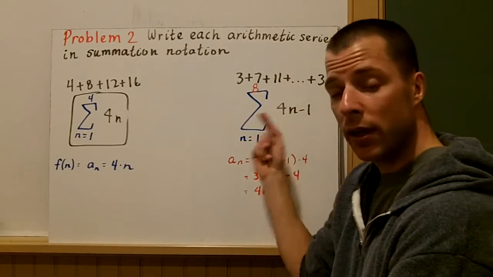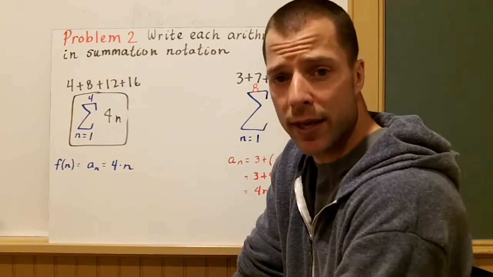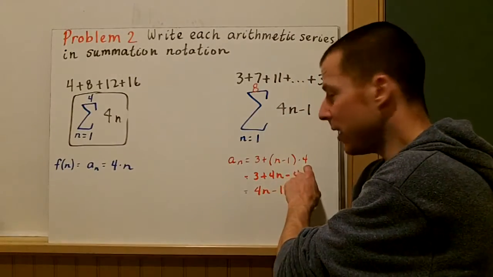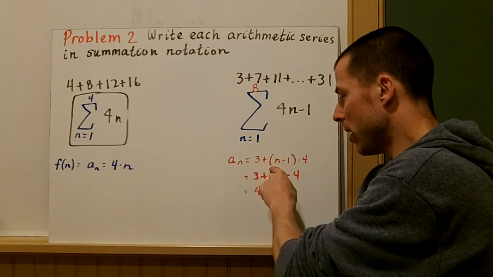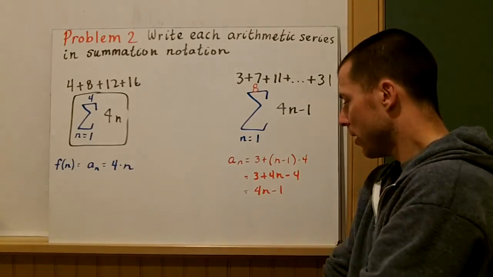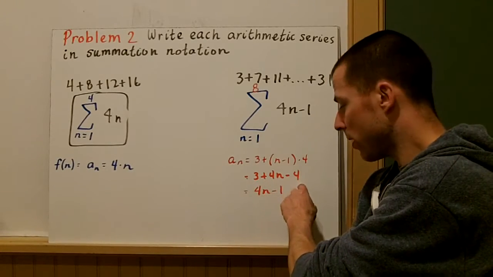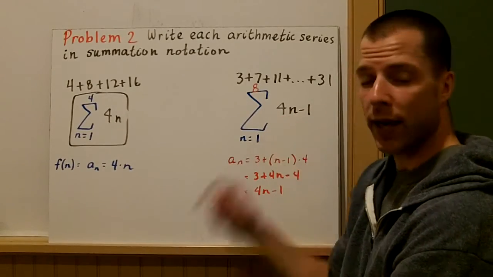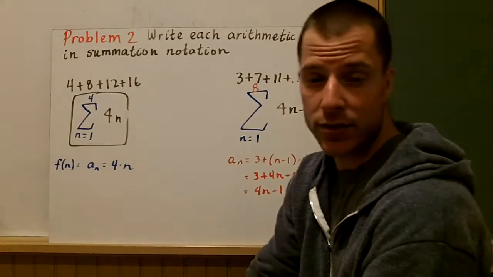To get the rule, in this case I decided to use my explicit formula for an arithmetic sequence. a sub n equals a sub 1 plus n minus 1 times d. Well, a sub 1 is 3. 3 plus the quantity n minus 1 times your common difference, which is 4. I can go ahead and distribute the 4, which I get 3 plus 4n minus 4, and combine like terms. So my rule, my explicit formula, is 4n minus 1. That's the summation notation for this arithmetic series.